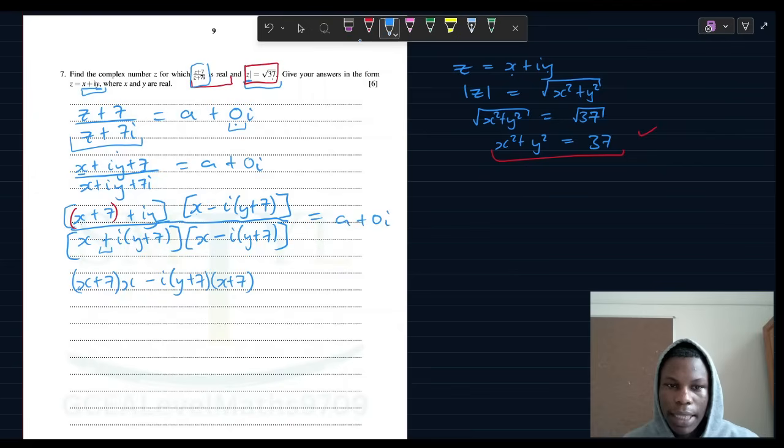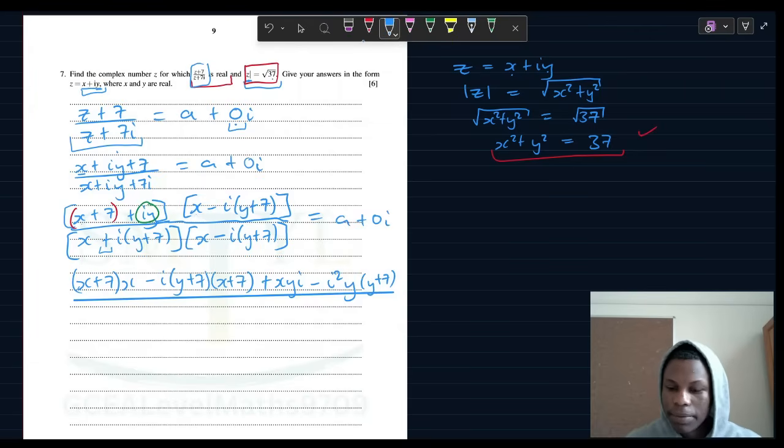Okay, and then we're going to do the same with iy. So first multiplied by x, and so you're going to get plus xyi, and then iy times the negative i times y plus 7. So that's going to be negative i, there are two i's here, so i squared, and then you've got y times y plus 7. And this is all being divided by, we've got complex conjugates on the bottom there.